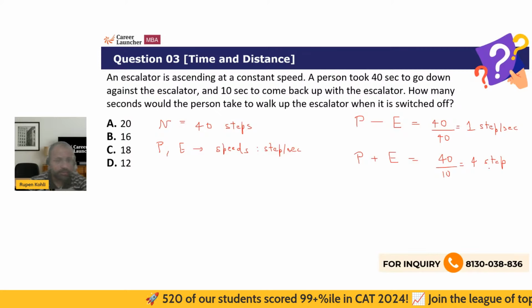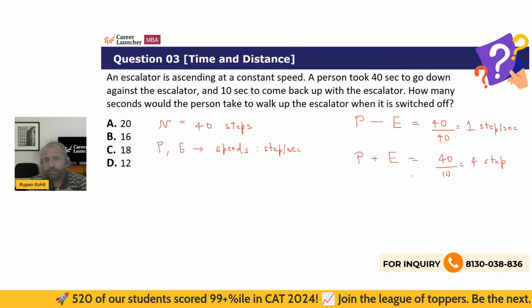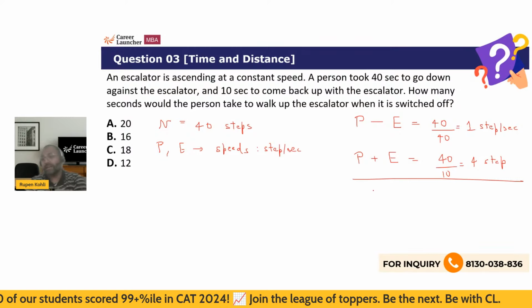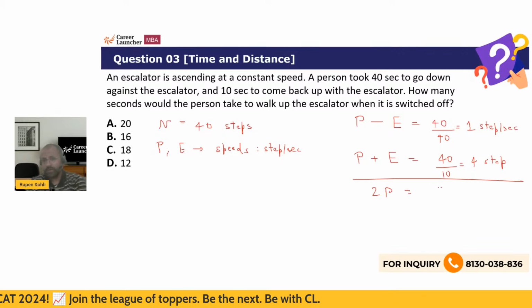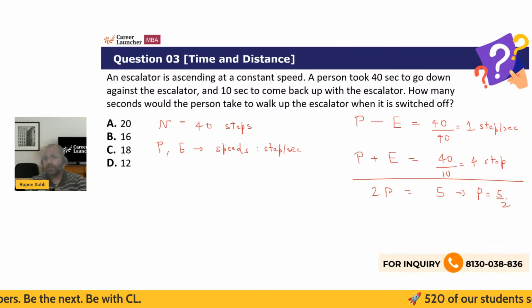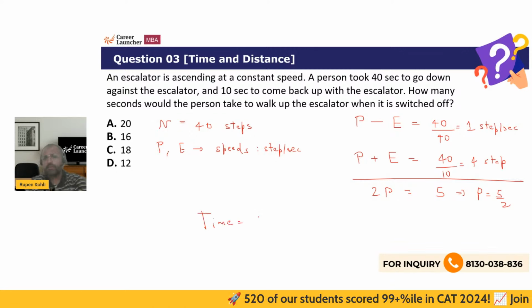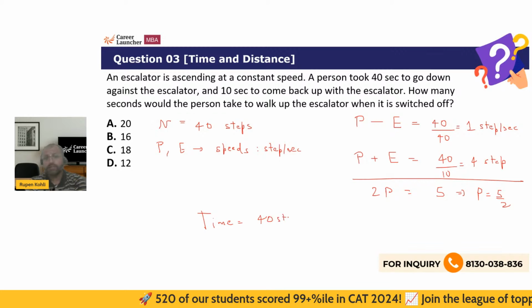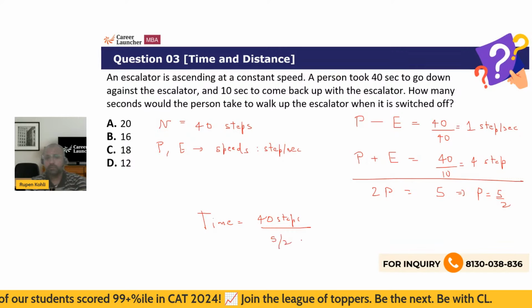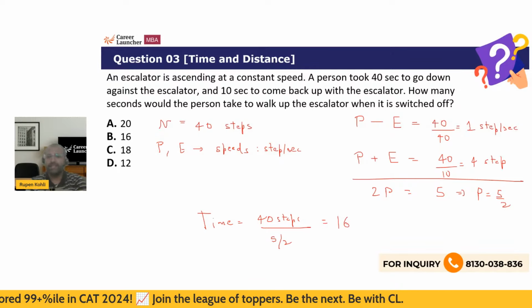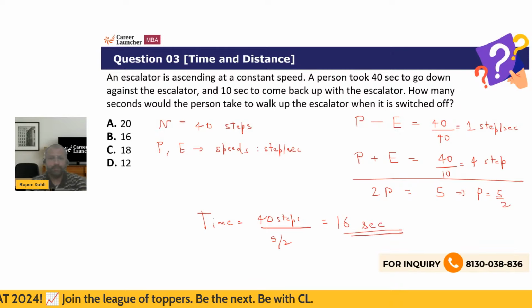Right. Anurag also got that. Thank you. So adding the two equations, we get that P plus P, E cancels, equals 5. P is 5 by 2. So with this speed of 5 by 2 steps per second, the time required is the distance to be covered, which is 40 steps, divided by his speed, 5 by 2 steps per second, which comes to be 16 seconds. Perfect.